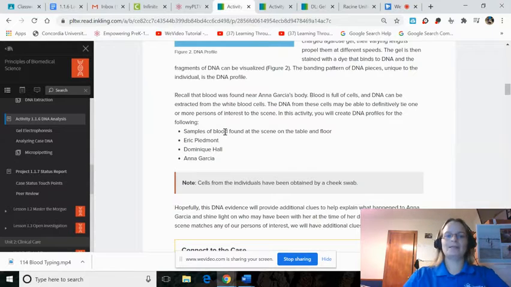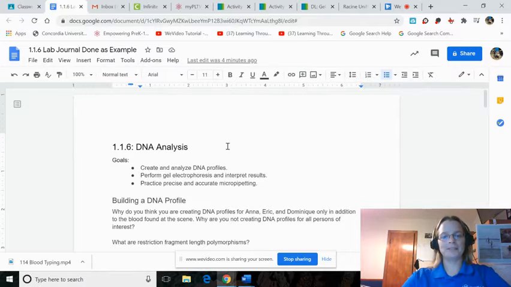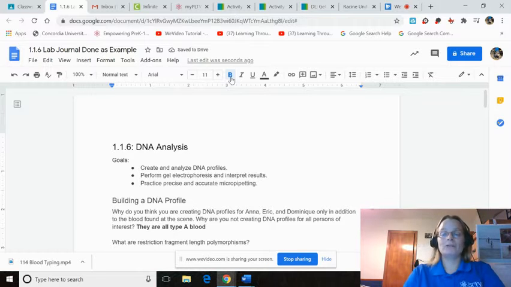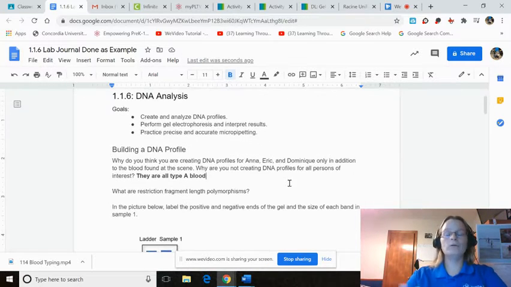So we're going to analyze samples of blood found at the scene on the table and the floor. And we're going to analyze Eric's DNA, Dominique's DNA, and Anna's DNA. So take a minute, think about why we're only doing those 3 people. So what reason did you come up with? What do all 3 of those people have in common? That's right, they're all type A blood. And since the blood we found at the crime scene we identified as type A, there's no need to test anybody who isn't type A.